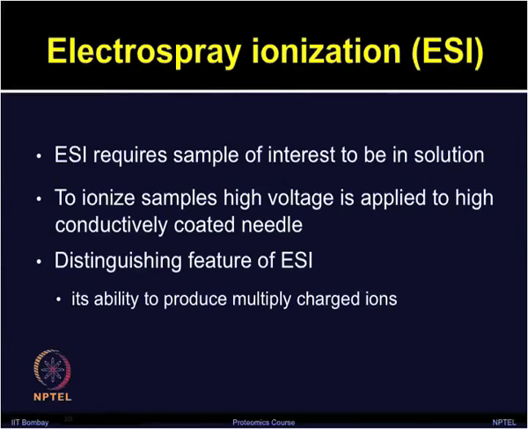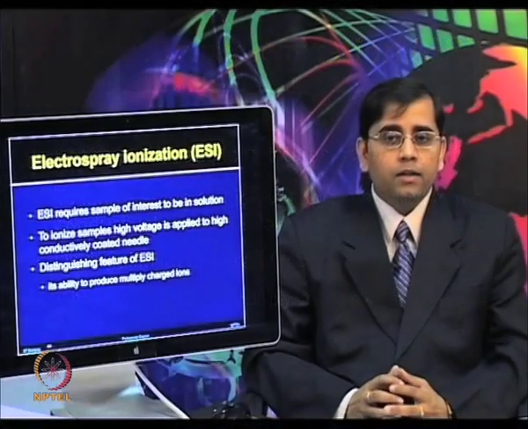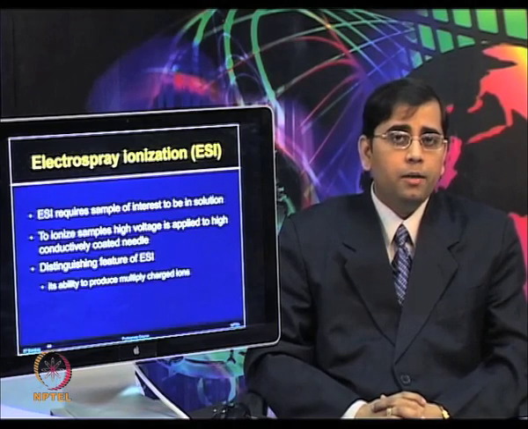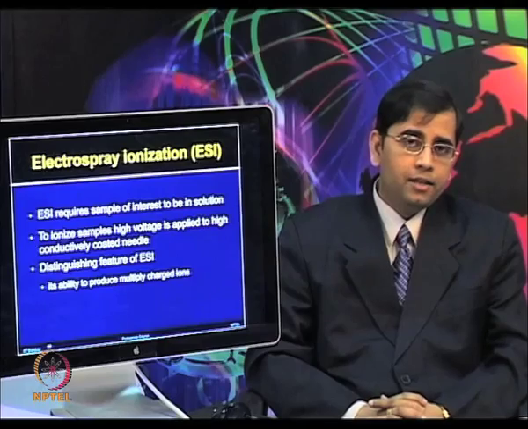The distinguishing features of electrospray ionization include its ability to produce multiply charged ions. The number of charges that can be accepted by a particular molecule depends on its basicity and its size.